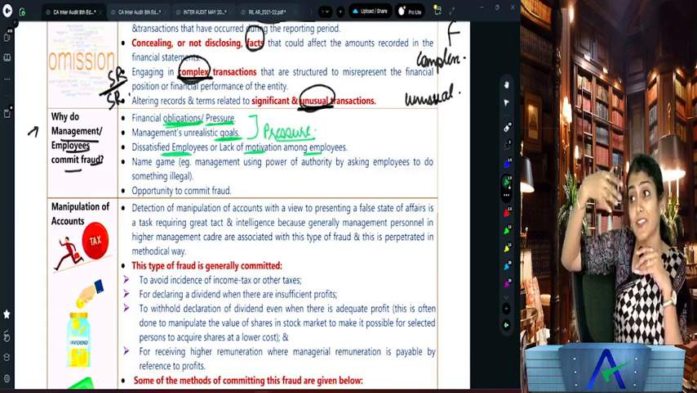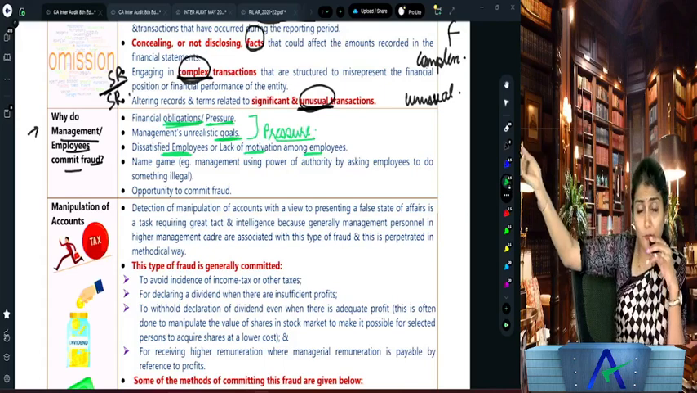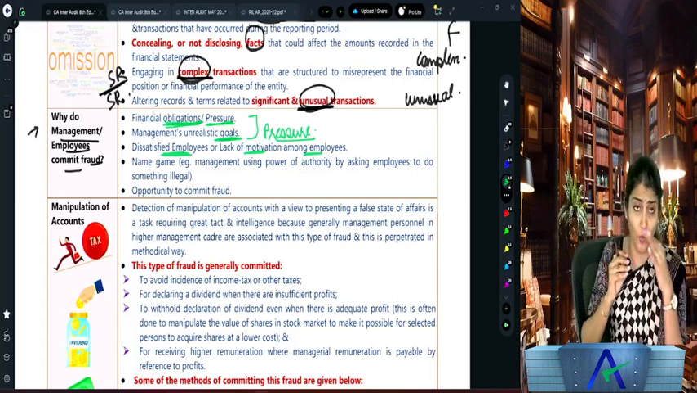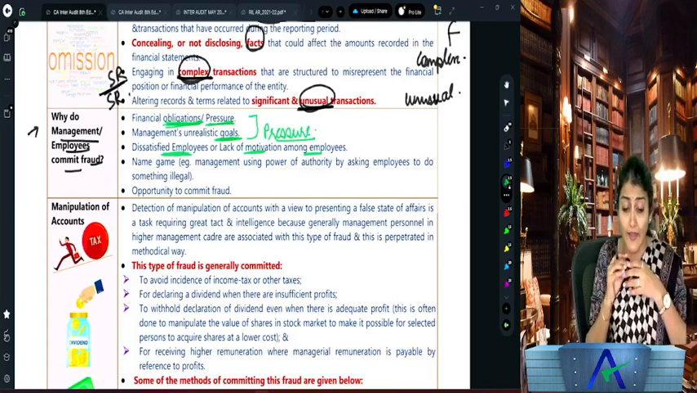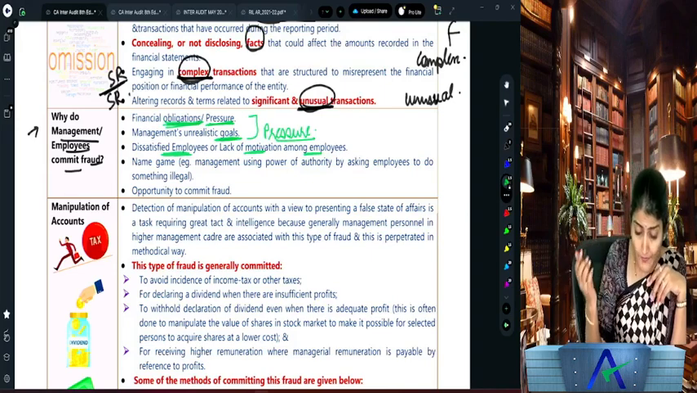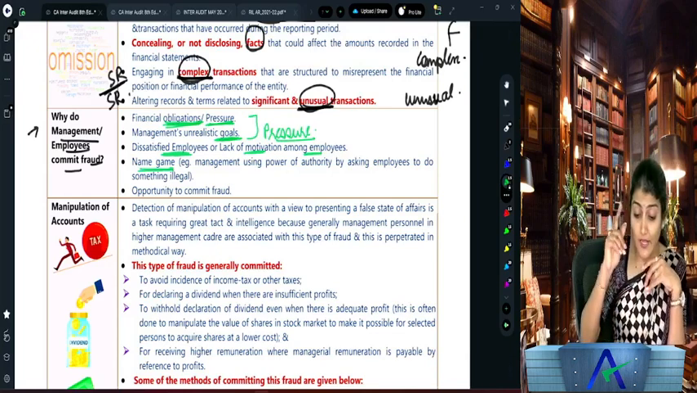So here, you are rationalizing your act of committing a fraud. Why? You wanted a salary of 3 crore, you got only 2 crore. You are a dissatisfied employee, and that is why you are doing the fraud. Then what does it say? Name game. Right? What is the name game that they are talking about over here?